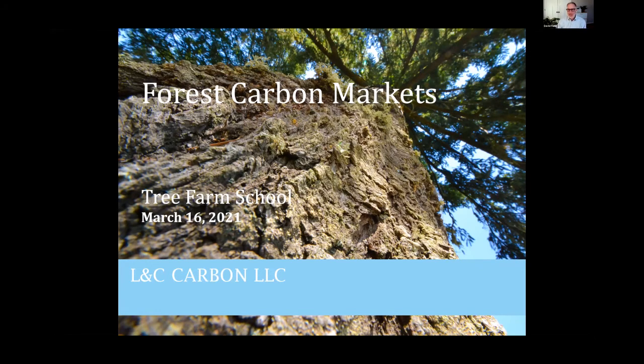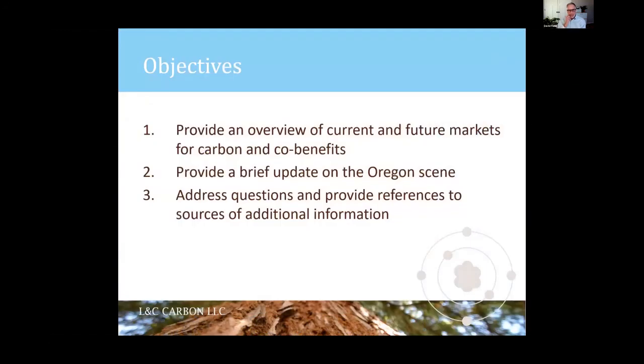Pleasure to be with everybody today. And Mike, thanks to you and OFRI for the opportunity to present today. What I'd like to talk about is a little bit about the forest carbon markets. And so what I'd like to do is provide an overview of the current and future markets for carbon and hopefully future co-benefits, provide a brief update on what's happening here in Oregon, and then hopefully we can get some Q&A here at the end.